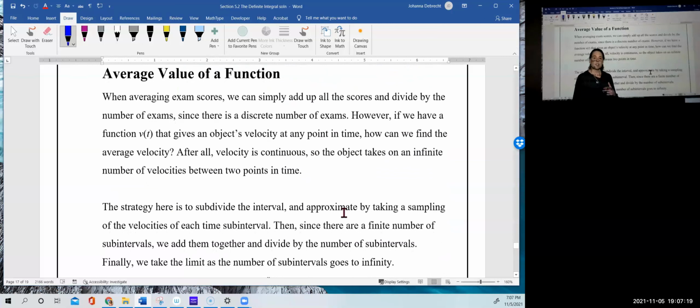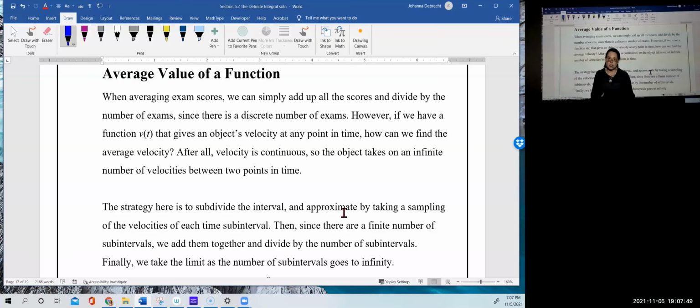Let's turn our attention now to the average value of a function. You know, when you do exams, you can take all the scores on an exam, add them up, and divide by the number of exams, and that will give you the average on the exams. You can do that because there's only a discrete number of exams. There's a discrete number of students. We don't have 32 and a half students, we have 32 students.